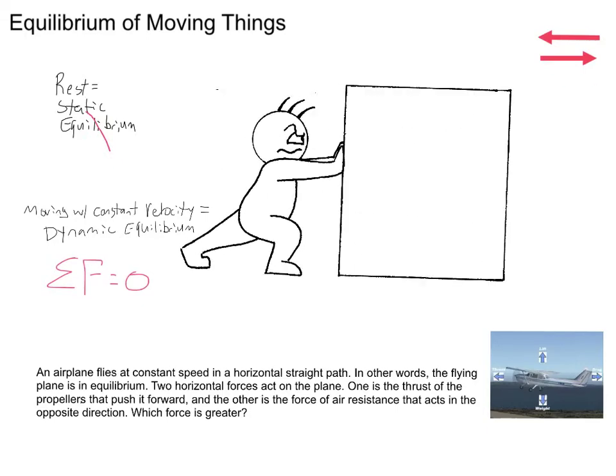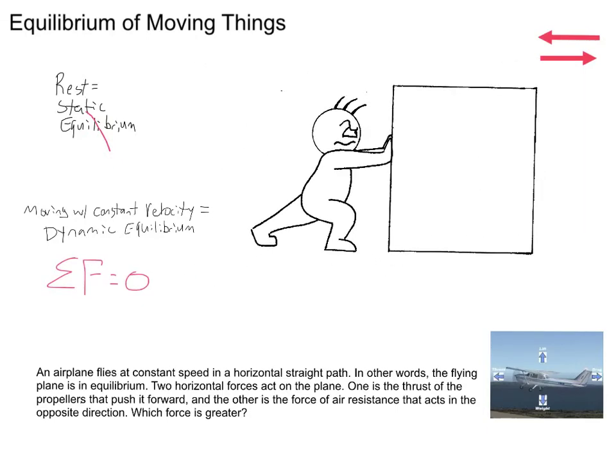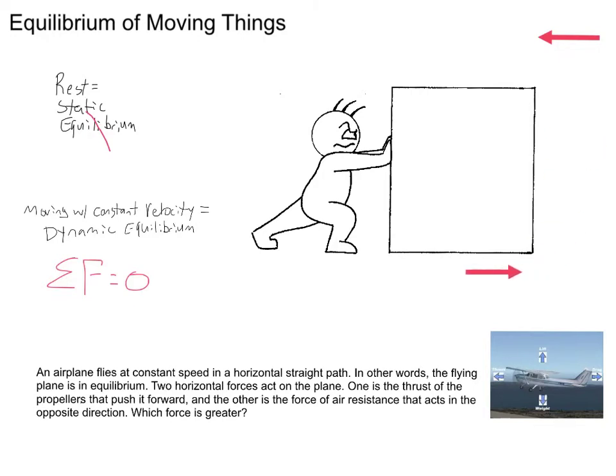So for example, if we have this guy pushing this box along here, he's pushing it in this direction. And if he's going to be pushing it at a constant velocity, there's got to be a backwards force from something like friction opposing that motion, so that he is pushing it at a constant velocity and he's in dynamic equilibrium.